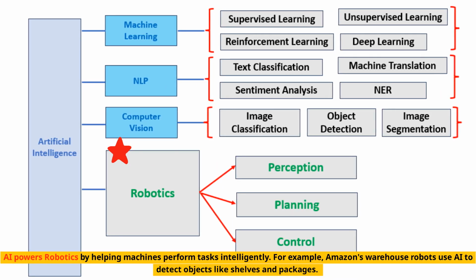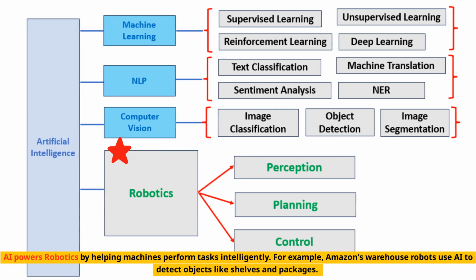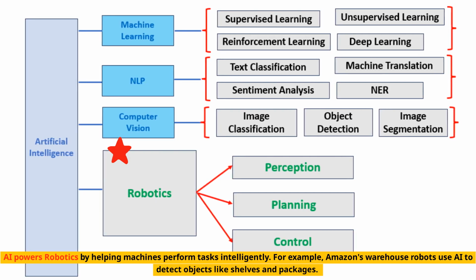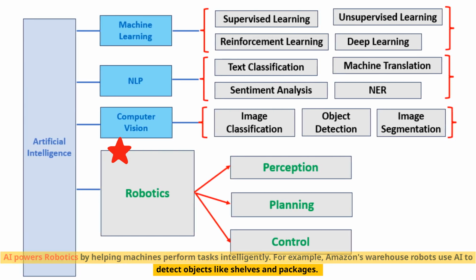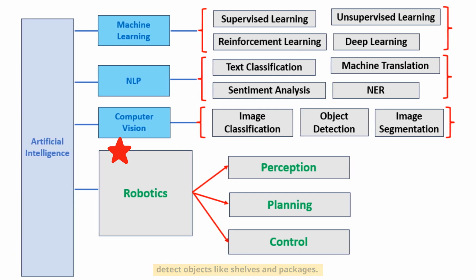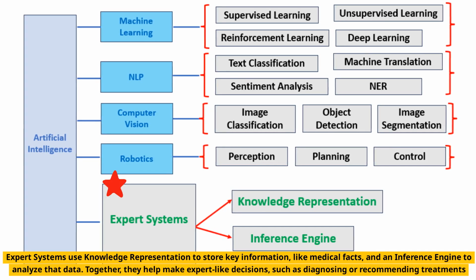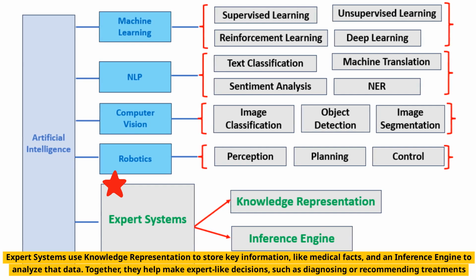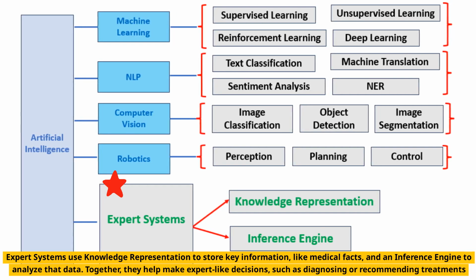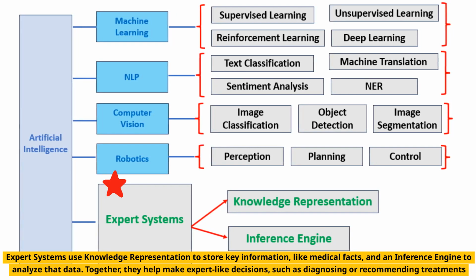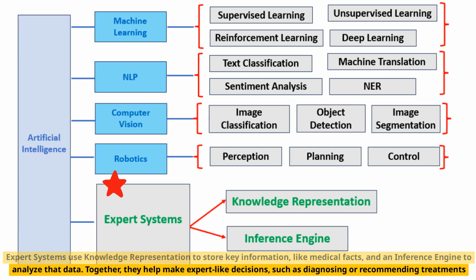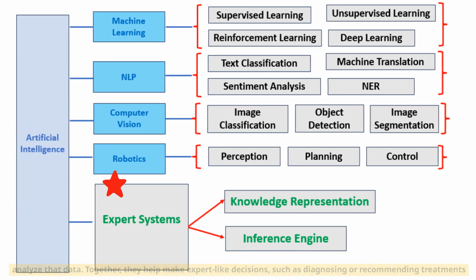AI powers robotics by helping machines perform tasks intelligently. For example, Amazon's warehouse robots use AI to detect objects like shelves and packages. Expert systems use knowledge representation to store key information, like medical facts, and an inference engine to analyze that data. Together, they help make expert-like decisions, such as diagnosing or recommending treatments.